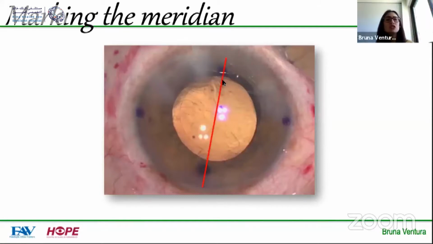In some patients, the lens doesn't align perfectly as we see it here on the picture, but it aligns parallel to my marks. If the marks in the lens, saying where the meridian or axis of that IOL is, are parallel to the marks that you did on the cornea, that's enough. And it's okay for you to leave the lens there.